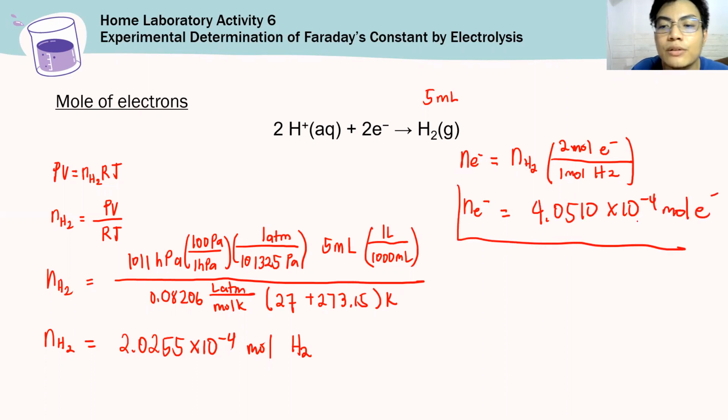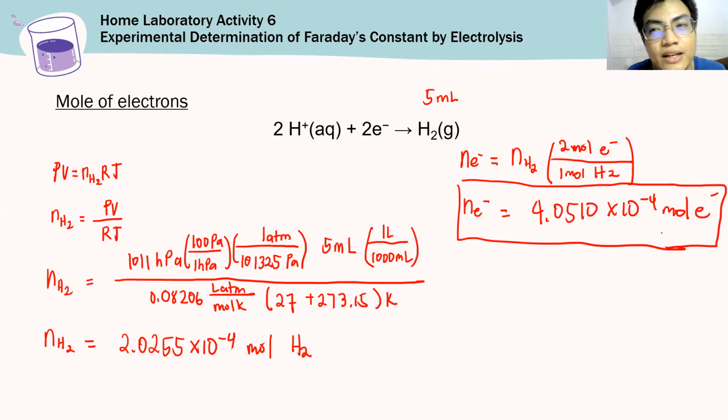Now, this is the mole of electron that we need to use so we can solve for the Faraday's constant. Again, just to summarize everything, once you get the mole of the hydrogen gas, you have to convert it into mole of electron. How? First, you have to get the moles of the hydrogen gas using the ideal gas equation.